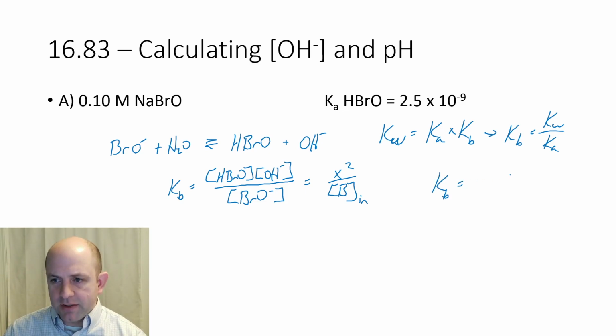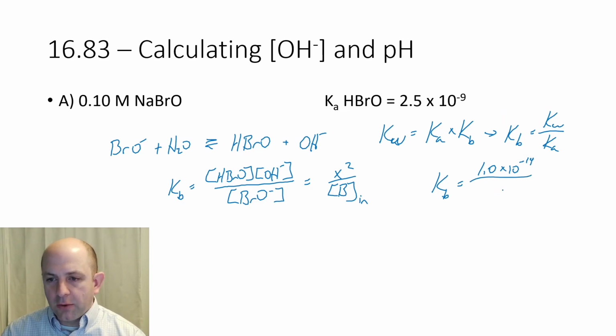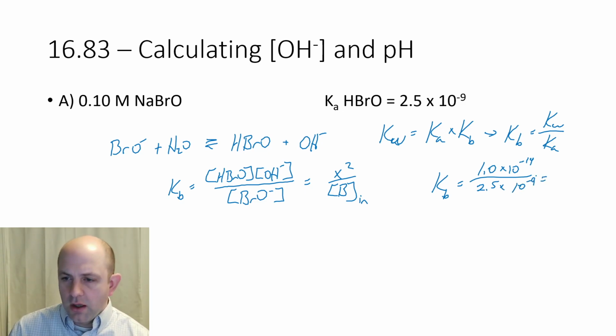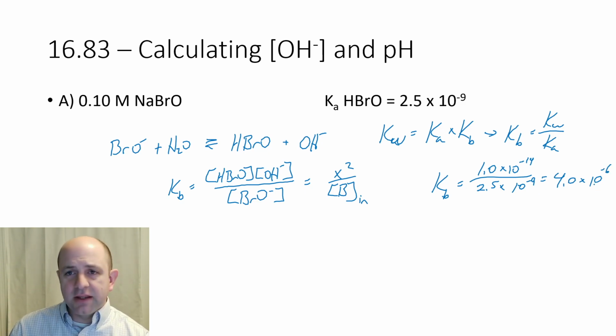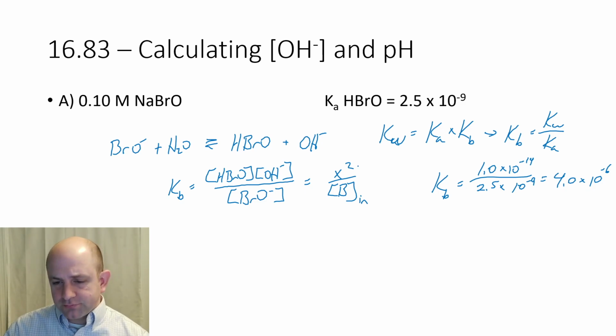So in this case, Kb will be 1.0 times 10 to the negative 14th. That'll be divided by the Ka of the conjugate, so 2.5 times 10 to the minus 9th. And if we do that, 1 times 10 to the negative 14th divided by 2.5 times 10 to the minus 9th, we get 4.0 times 10 to the negative 6th. Okay, and yeah, 10 to the negative 6th, that's a pretty small number. It seems safe to assume we can use the shortcut. We'll double check it at the end, but I think we'll be good.